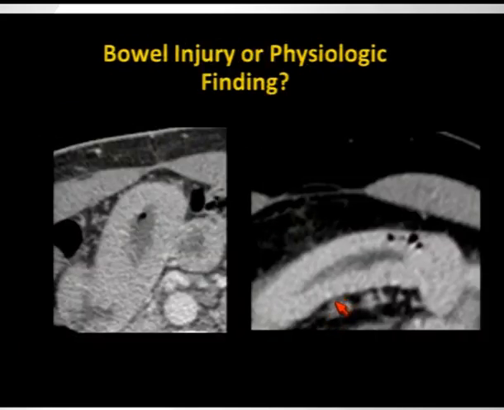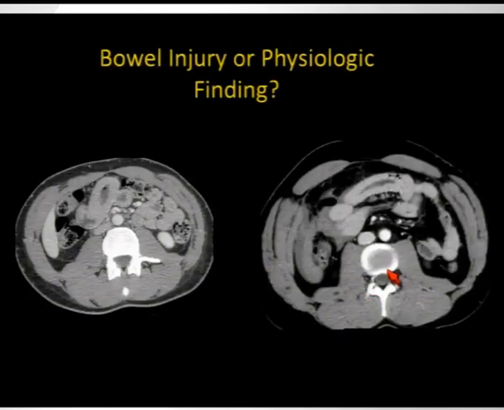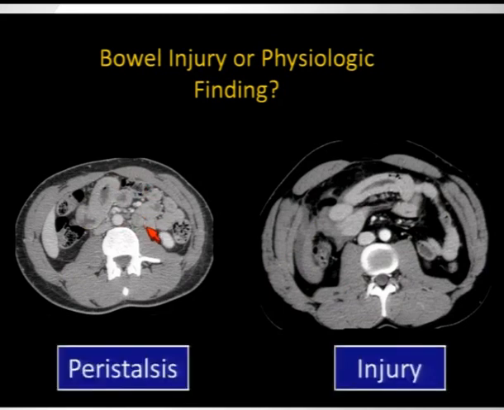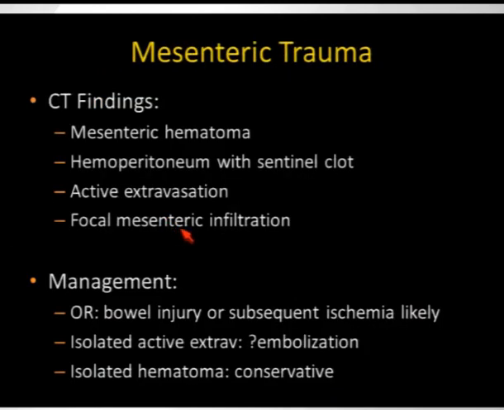But we have to look at the context of all the findings. These are two different patients, both with apparent bowel wall thickening in these magnified images. One of them has bowel trauma, the one on the right, because there's associated mesenteric bleeding, hemoperitoneum, whereas the one on the left has absolutely no sign of bowel trauma. This is simply transient peristalsis and spasm, and that will resolve in the delayed scan if one goes on to acquire that series.